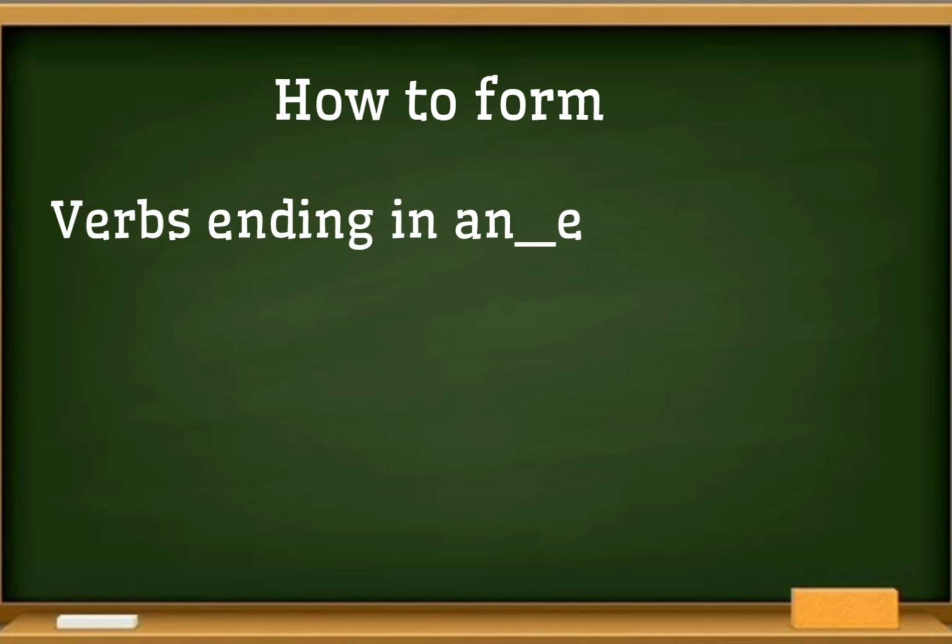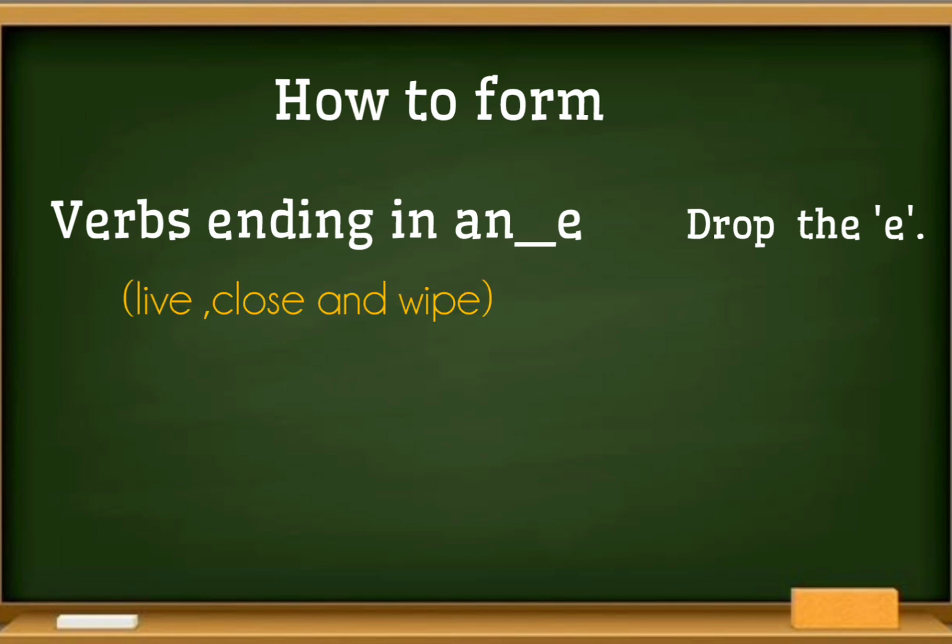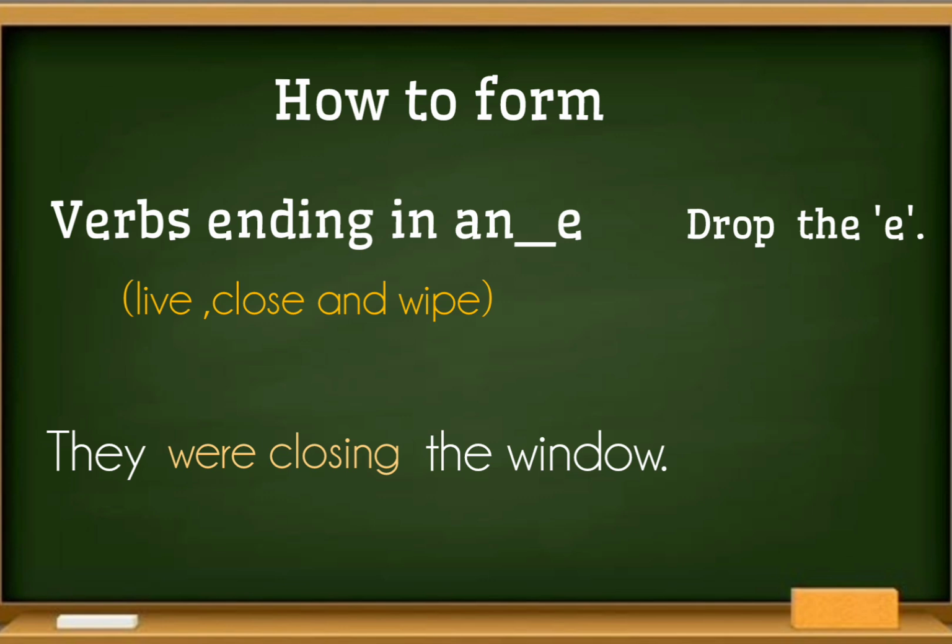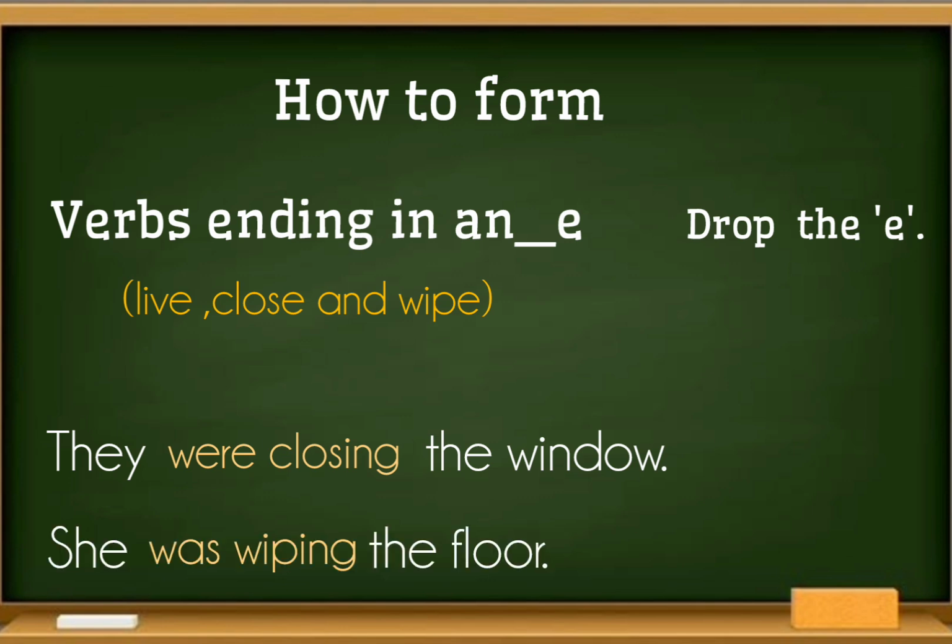But we need to pay extra attention to verbs ending in an e because they drop their letter e, such as live, close, and wipe. For example, they were closing the window. She was wiping the floor. Please note this verb no longer has the letter e.